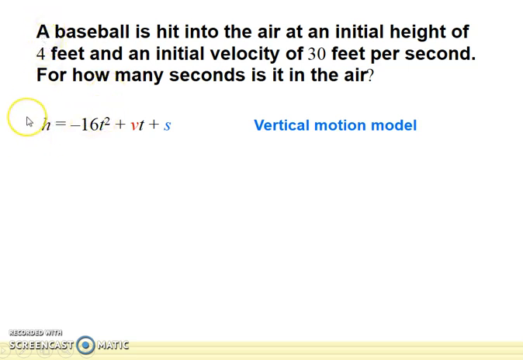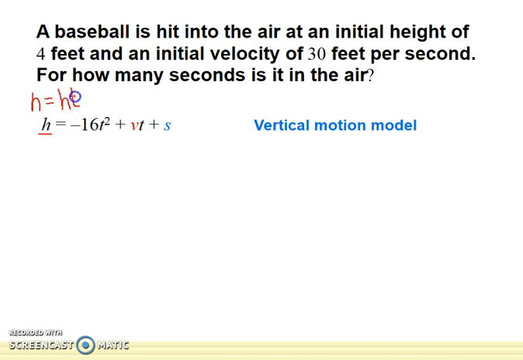A baseball is hit into the air at an initial height of 4 feet and an initial velocity of 30 feet per second. For how many seconds is it in the air? To solve that, we're going to use the formula, the vertical motion model, and let me tell you what all the parts are. First we have h, and h is height. That's the height at any point in time.